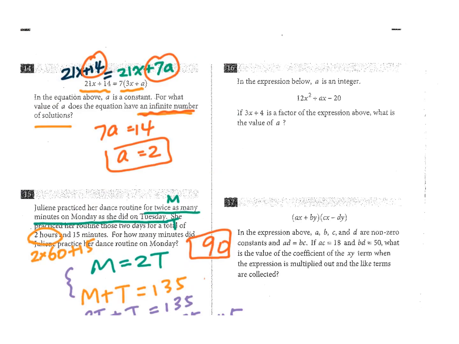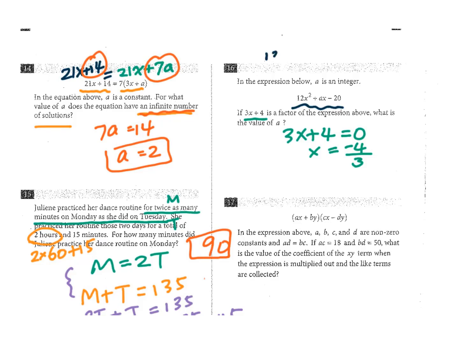Let's go to 16. In the expression below, a is an integer. If 3x plus 4 is a factor of the expression above, what's the value of a? Which means 3x plus 4 is a factor. That means your root will be negative 4 over 3. Then I plug negative 4 over 3 into this equation. We're supposed to get 0.